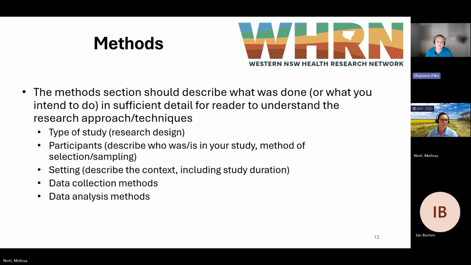Key things to include in this section include the type of study, so the research design. A lot of information about your participants is also key. So you want to describe who was or will be recruited to your study, how they were selected, and how they were actually recruited. So how that sampling occurred. Next, you want to describe the setting of your research. So the context, and it's also a good idea to include your study duration.